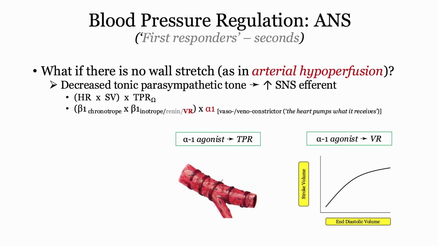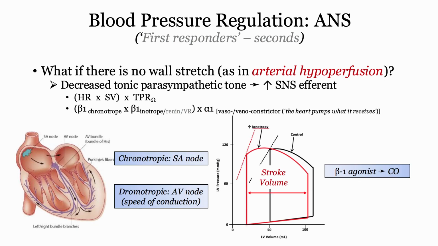With arterial hypoperfusion, alpha-1 nerve endings are stimulated, resulting in arteriolar vasoconstriction and increased total peripheral resistance. With venoconstriction, we see an increase in venous return. This translates into an increase in stroke volume that also contributes to restoring normal perfusion pressure. And here's the beta-1 side of the story. The chronotropic effects occur due to stimulation of the sinoatrial node, whereas the dromotropic effects occur due to an increased speed of conduction through the AV node. And finally, the pressure volume loop on the right highlights the inotropic effect with an increase in stroke volume. All these effects combine to restore a normal arterial pressure.